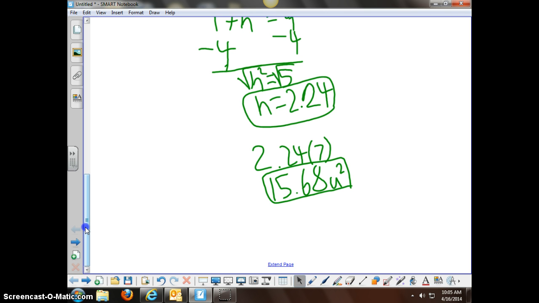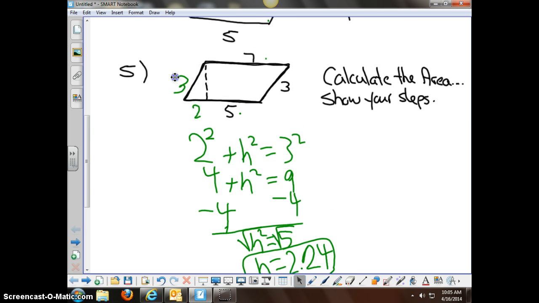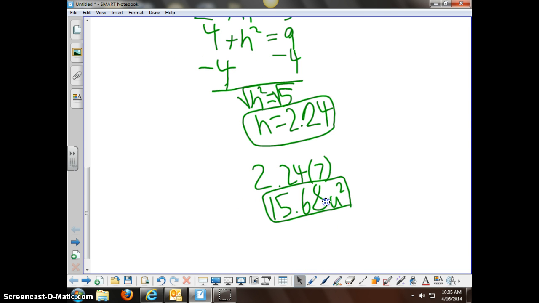Since he rounded, do you want us to use a rounded number? That's what I'd have to tell you in the problem. Since he rounded the height of the parallelogram, is this answer actually accurate? Well, no, that's without it rounded. If he actually did 2.24 times 7, it would be 15.65.